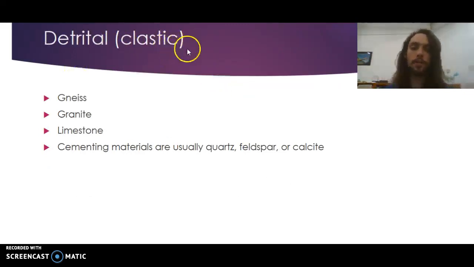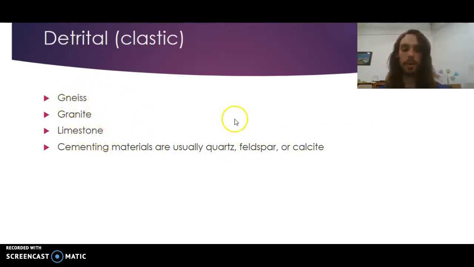So for detrital or clastic sedimentary rocks, we're going to think of gneiss. That's "nice." It's not gneiss, it's nice. Then we've got granite and limestone. Those are the big ones. The cementing materials, like I said before, are usually quartz, feldspar, or calcite. So limestone is going to be calcite, granite and gneiss are going to be quartz, and a little bit of feldspar.